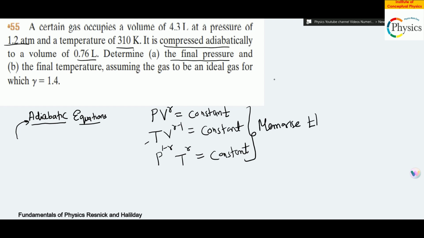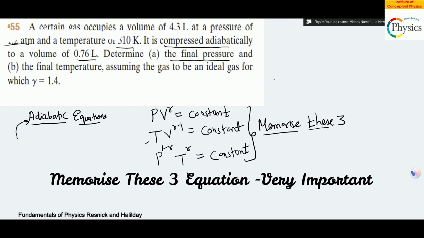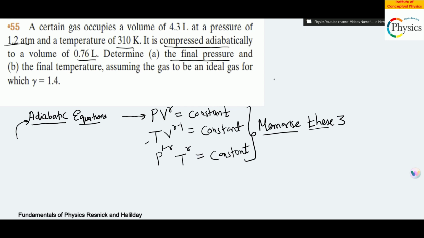If you can memorize these three, you will find that it will be of tremendous help when you're doing the actual numericals. So I hope all the three equations are clear to you. PV gamma is given in the question always. TV, TV. How do you memorize this? Television. So television gamma minus 1. How do you memorize this? PT. You do PT in your school, right? Physical training. PT. P raised to power 1 minus gamma and T raised to power gamma. This is the way you need to memorize.